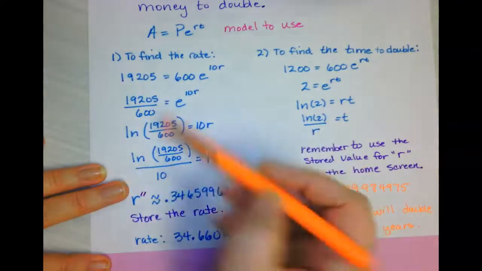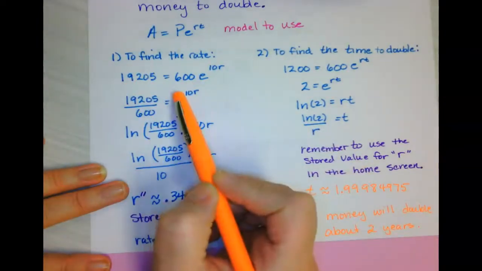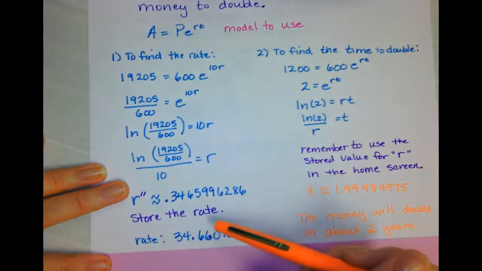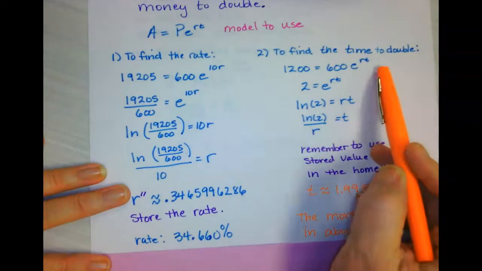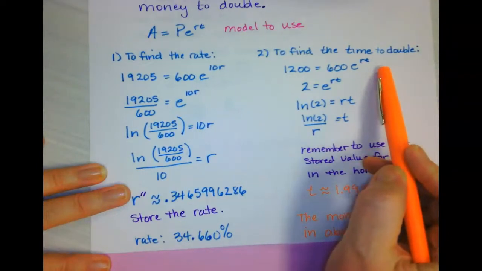So all of this was the given information in the problem, and we use that given information to figure out what the rate is. Now that we know what the rate is, we can go to our exponential model and figure out how long it's going to take it to double.